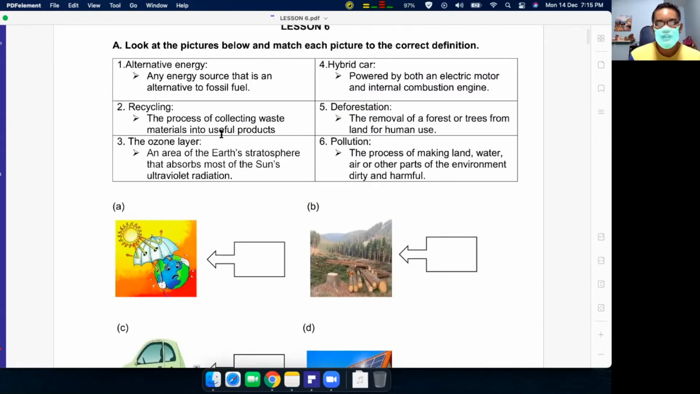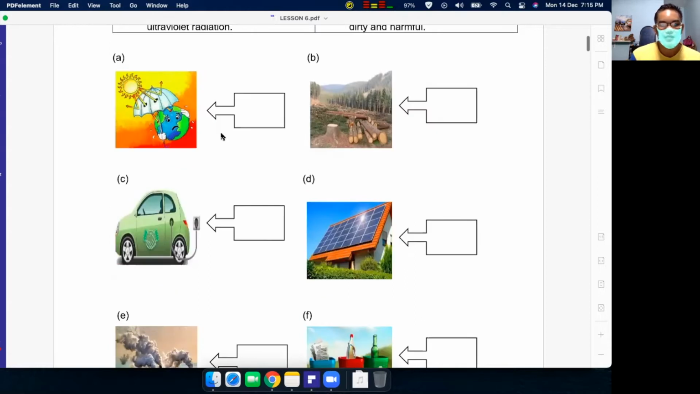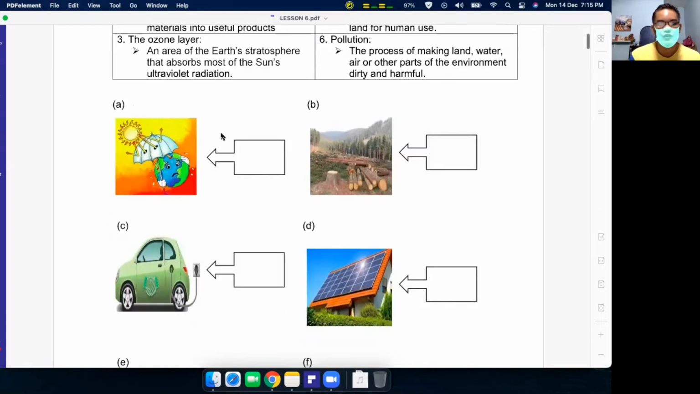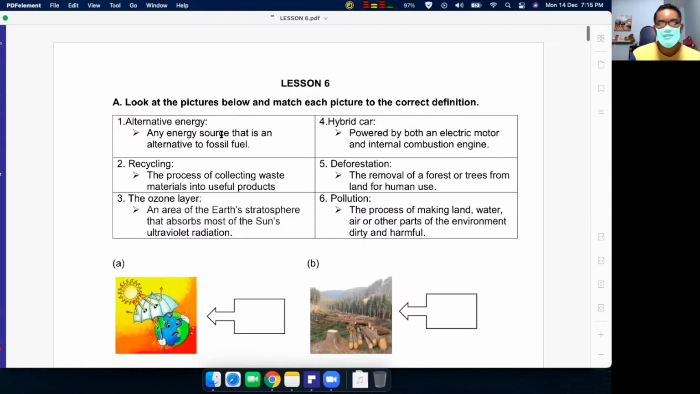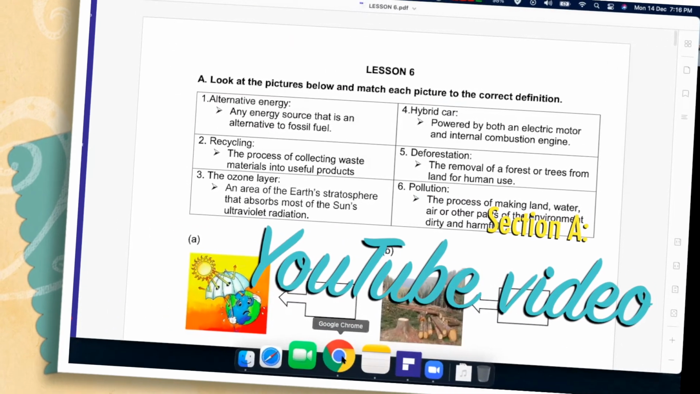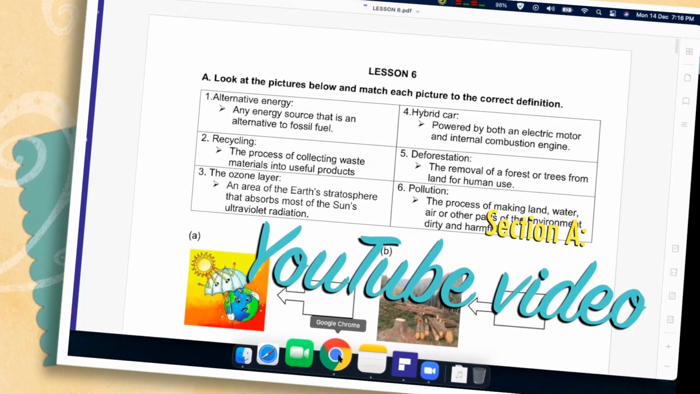Number 5, deforestation, the removal of a forest or trees from land for human use. The pictures of trees here. And lastly, pollution, the process of making land, water, air, and other parts of the environment dirty and harmful. So there you have it, section A. So I have a video to share with you that is related to section A.